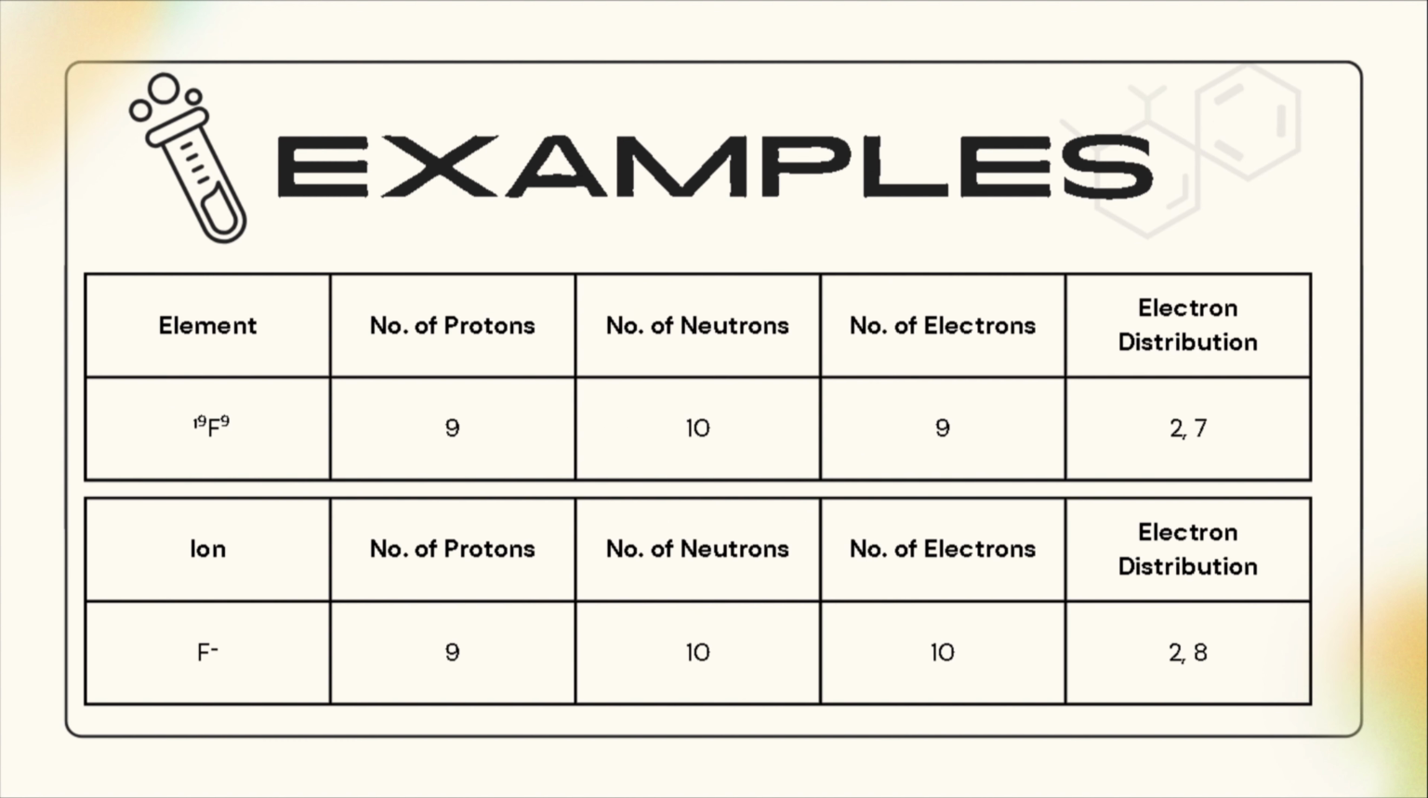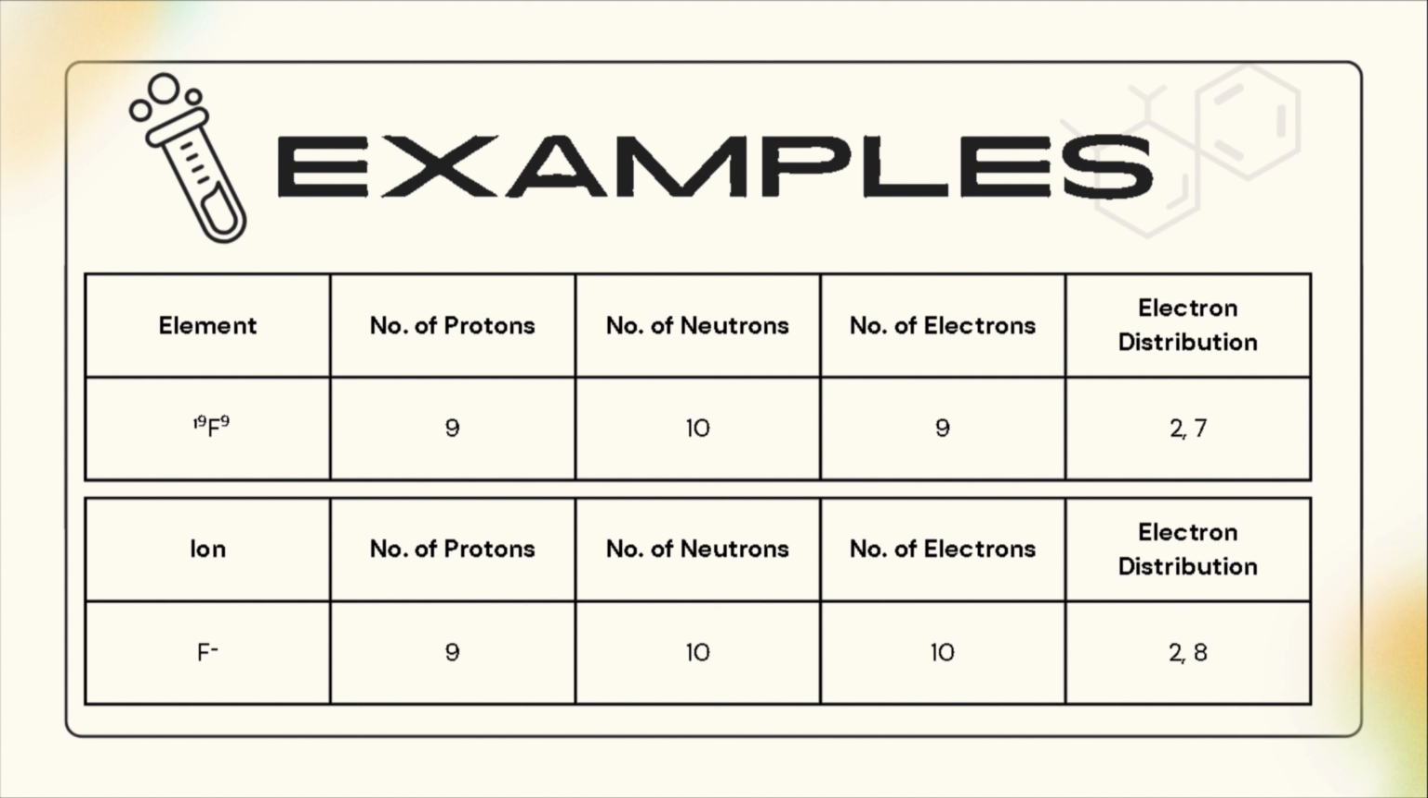We have some examples. Over here we have fluorine. So the mass number is 19 and the atomic number is 9, which means number of protons is 9. For neutrons we have to subtract the proton number from the mass number. 19 minus 9 gives us 10. So there are 10 neutrons, and number of protons is the same as number of electrons, so 9 electrons and 9 protons. And to distribute 9 electrons, as we have covered this in the IGCSEs, there would be 2 in first shell and then 7 in the second shell.